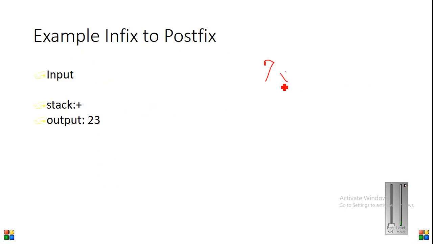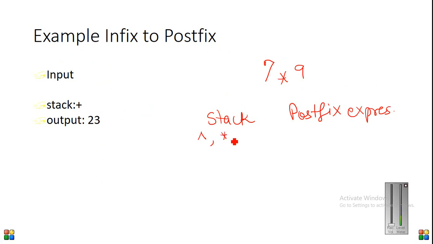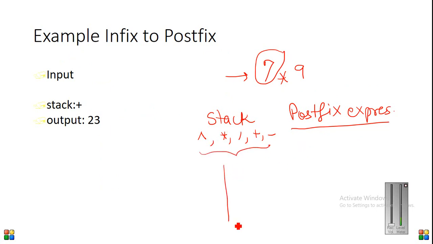Right, 7 into 9. So we have a stack and we have a postfix expression. The stack will only contain operators, and the postfix expression will contain the postfix output. So I start from left to right. I read 7 first. It cannot belong to any of these, right? My stack is empty at the start, so I write 7 as it is.